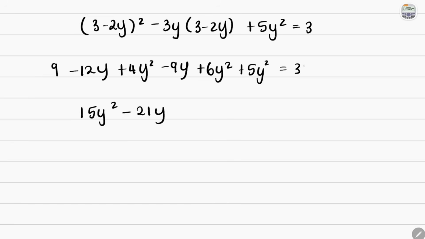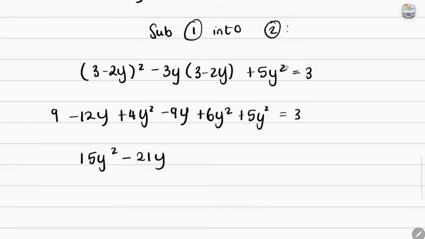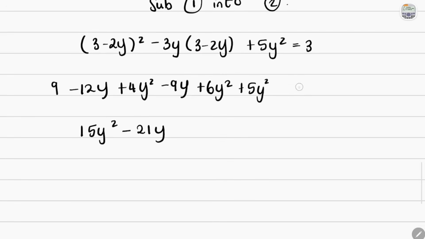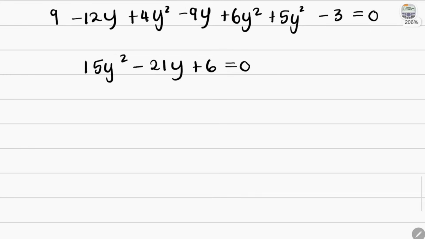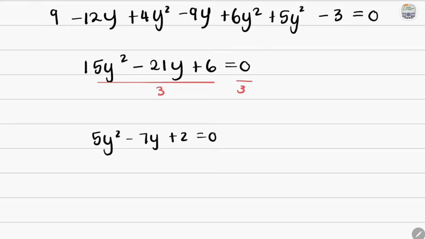And then constants. Okay, we still have this 3 here, which honestly I should have transposed at some point already. So I'm going to say that we're going to transpose it here. So it becomes minus 3 is equal to 0. And 9 minus 3 is positive 6 is equal to 0. Now we have another quadratic equation. But do you notice that throughout we have a common factor? We have a common factor of 3. So we can just divide both sides of this equation by 3, and now we have 5y squared minus 7y plus 2 is equal to 0.